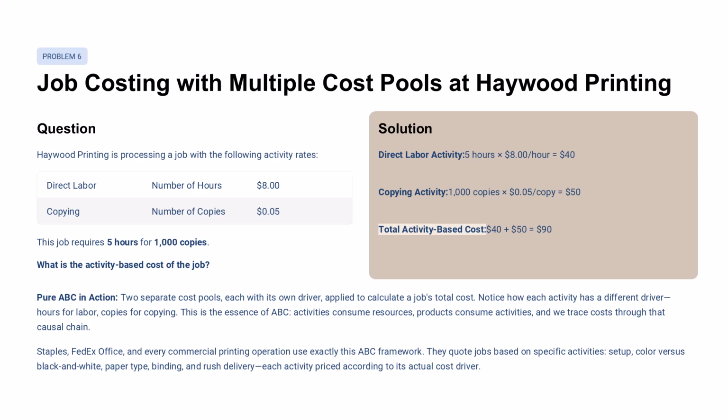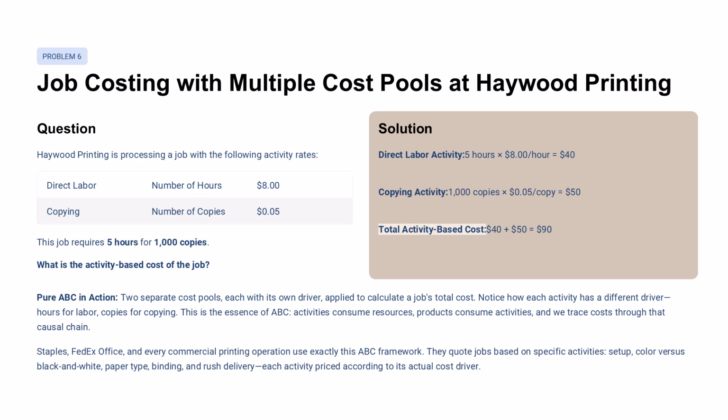This is pure activity-based costing in action. 2 separate cost pools, each with its own driver, applied to calculate a job's total cost. Let's compute each activity independently. Direct labor, 5 hours times $8 per hour equals $40. Copying, 1,000 copies times 5 cents per copy equals $50. Total activity-based cost, $40 plus $50 equals $90.